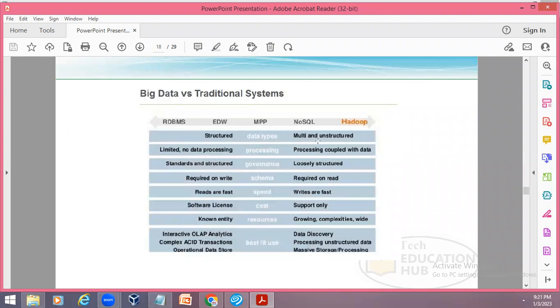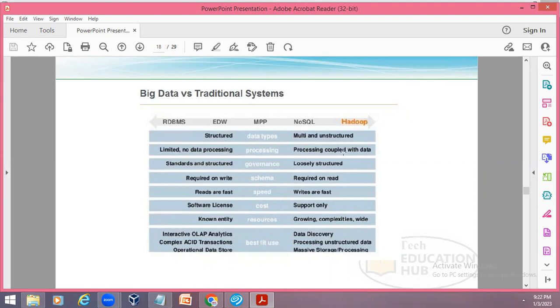So data type we understood. It has multiple structures of data: semi-structured, unstructured, and structured. In RDBMS we have only structured data. Now let's talk about the processing. How do we do the processing in an RDBMS system? It's no data processing, right? Data will be available in its place only. The process will rotate, it will traverse through the system.